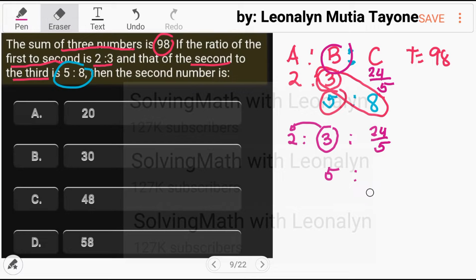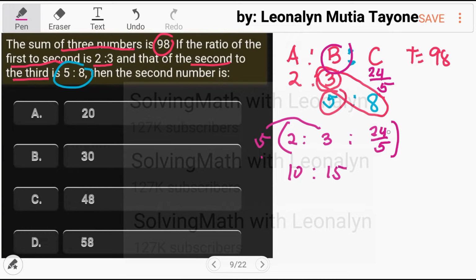Ngayon, i-multiply natin lahat ng 5 para maging whole numbers. Maging whole numbers ito lahat. 5 times 2 is equals to 10. 5 times 3 is equals to 15. 5 times itong 24 over 5, cancel out mo lang yung 5, so that is 24.